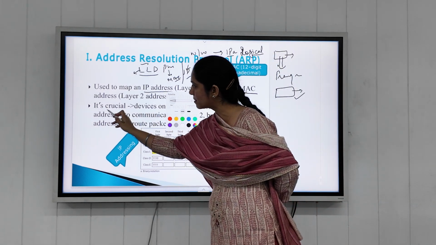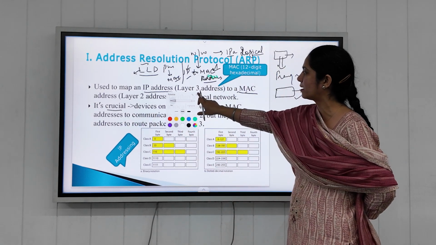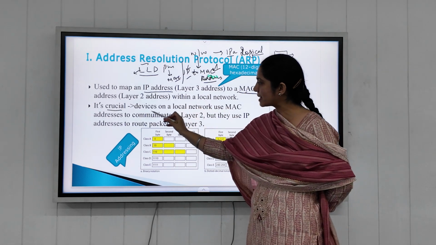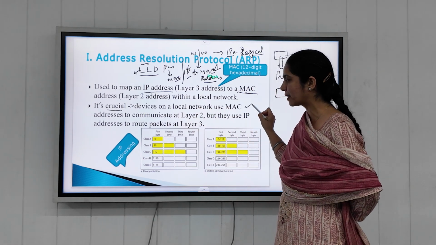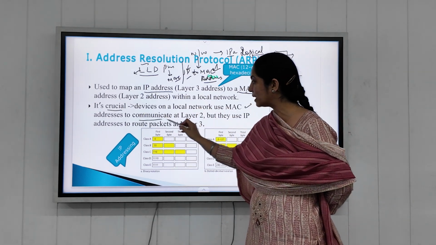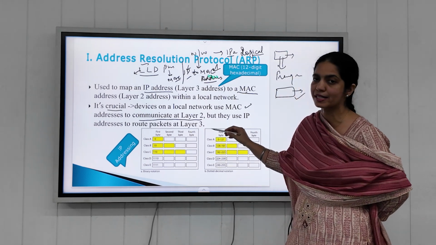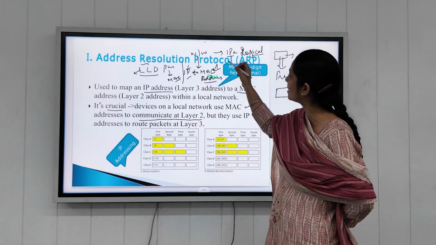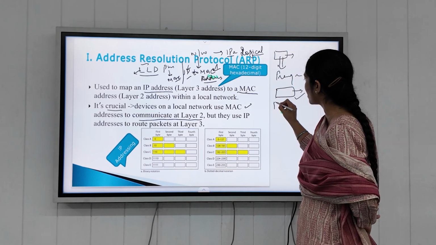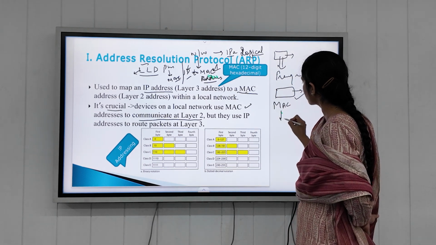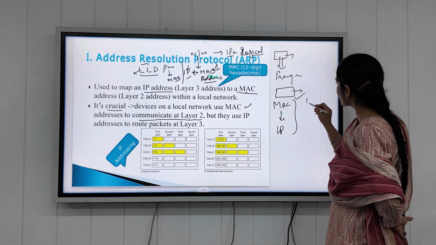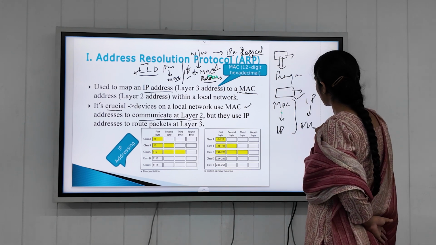So why is this playing a crucial role over here? The devices on a local network use MAC addresses to communicate at layer 2, but they use IP addresses to route the packets at layer 3. So that's why a mapping is required, to map MAC address to IP address and vice versa, IP address to MAC address.